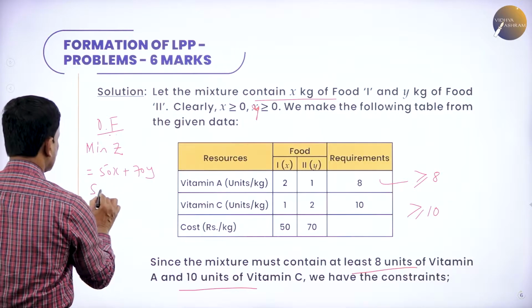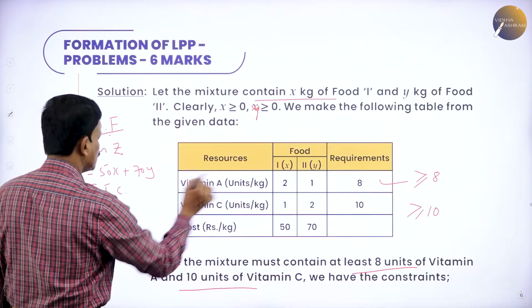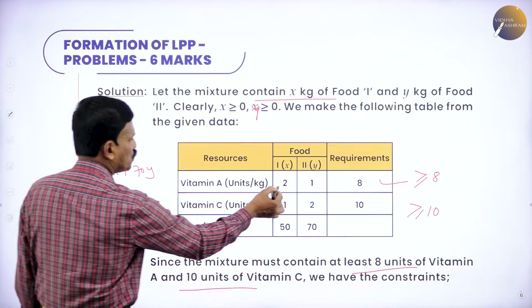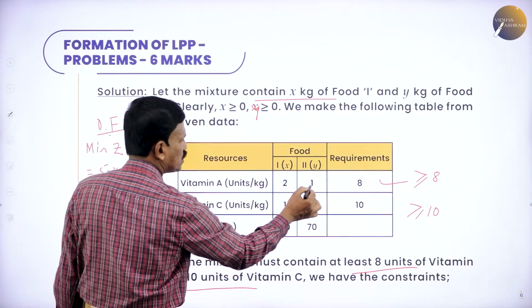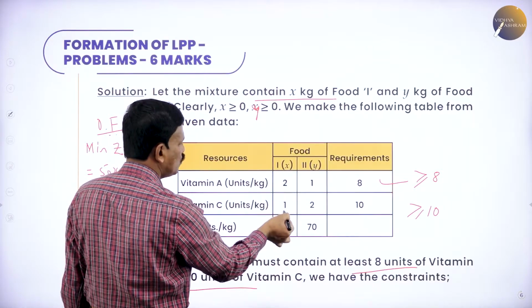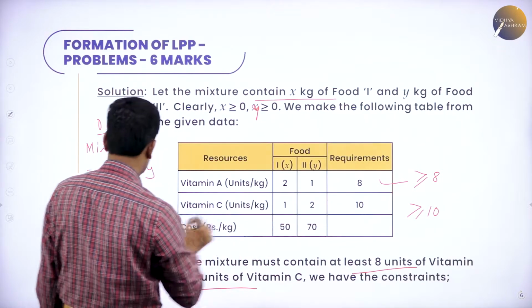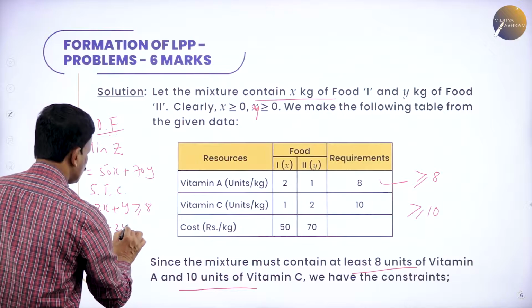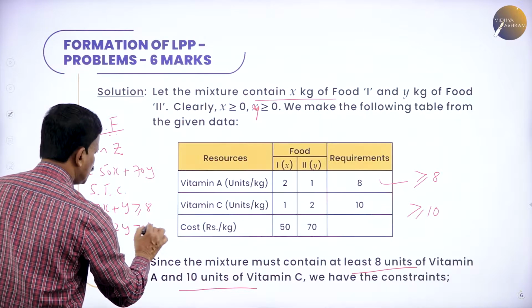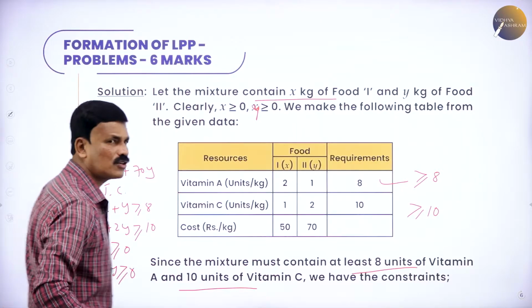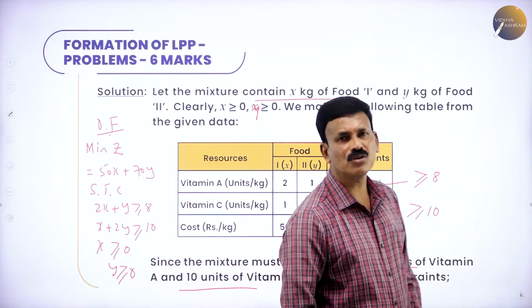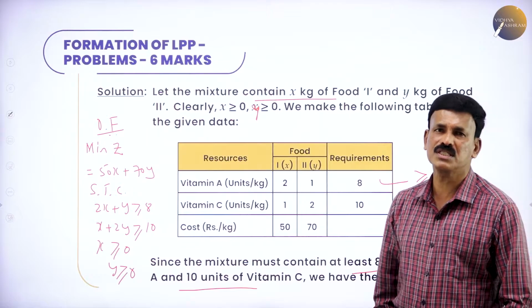And subjected to the constraints, what are the constraints? The constraints are 2x plus y is greater than or equal to 8. Again, x plus 2y is greater than or equal to 8. Subjected to non-negative restrictions, x is greater than or equal to 0 and y is greater than or equal to 0. This is the formation. That's it.